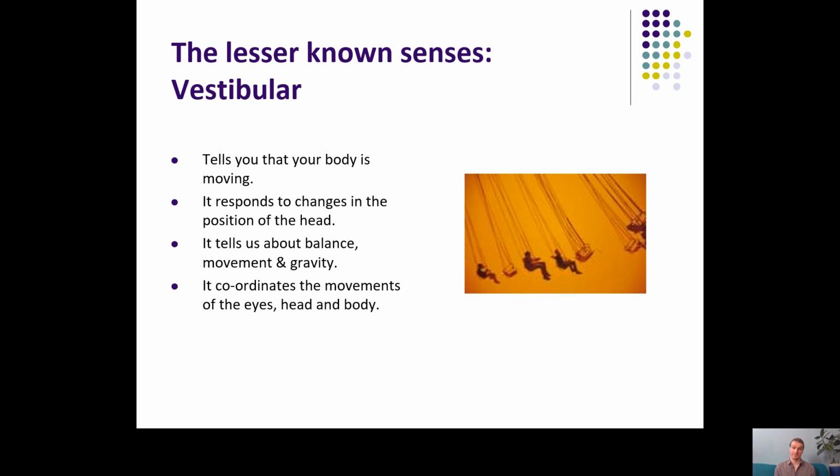So firstly is vestibular. So vestibular is the sense that tells you that your body is moving. So it responds to changes in the position of your head. It tells you about balance and movement and gravity, and essentially coordinates the movement of the eyes and the head and body. So if you are very sensitive and have a sensitive vestibular sense, you might find that you struggle with your balance or start to find things quite dizzy or feeling quite dizzy. Whereas if you are undersensitive, you might really struggle with your body coordination. So for example, picking something up from the side without looking at it is something that people who struggle with their vestibular are unable to do sometimes.